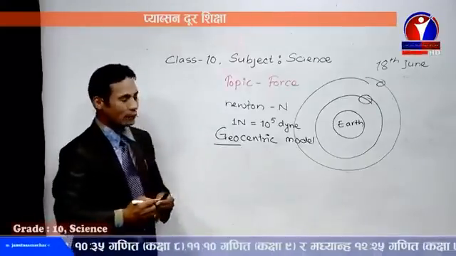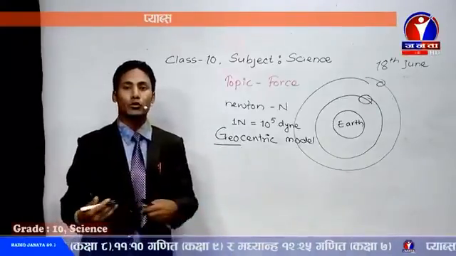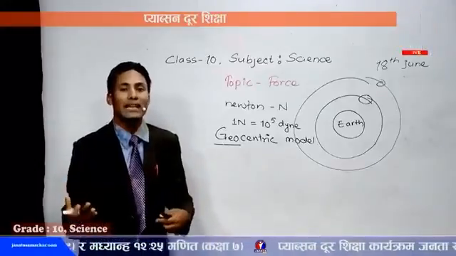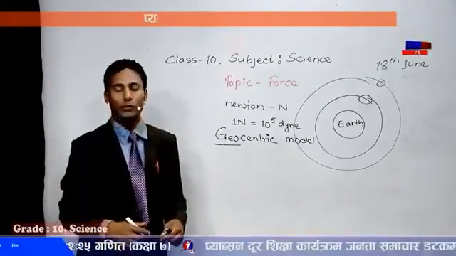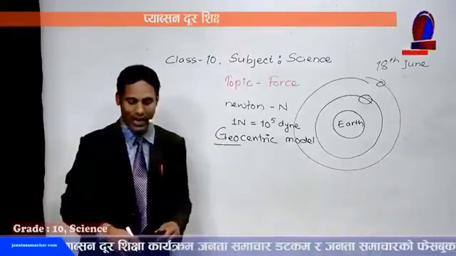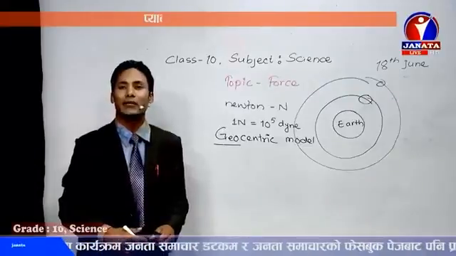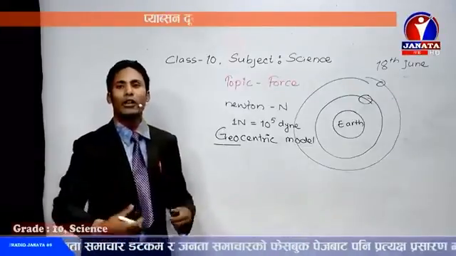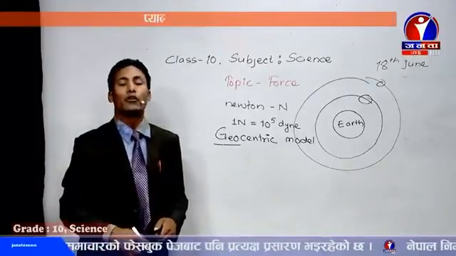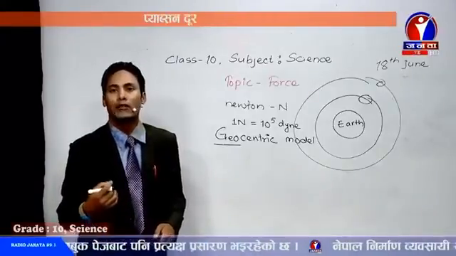And after this heliocentric model, the people started to search why the sun is at the center, and why the other planets are revolving around the sun. The people started to search. And later on, Sir Isaac Newton, in 1687 AD, found the force of gravitation, which is also known as the universal law of gravitation.